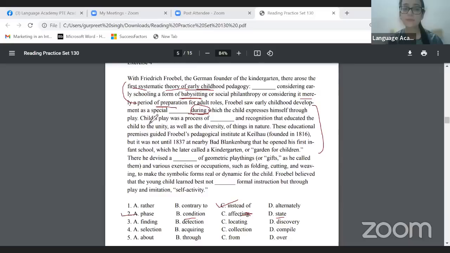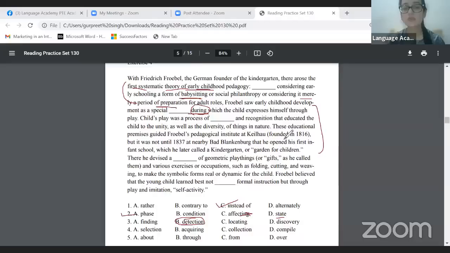Child's play was a process of dash and recognition that educated the child to the unity as well as the diversity of things in nature. So language was easy to understand. Many of you have selected detection, and I believe it's just because you wanted to select T-I-O-N with T-I-O-N.